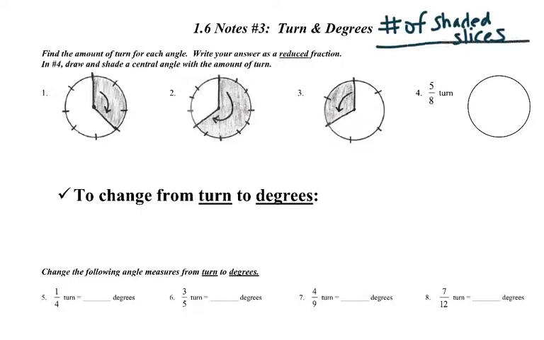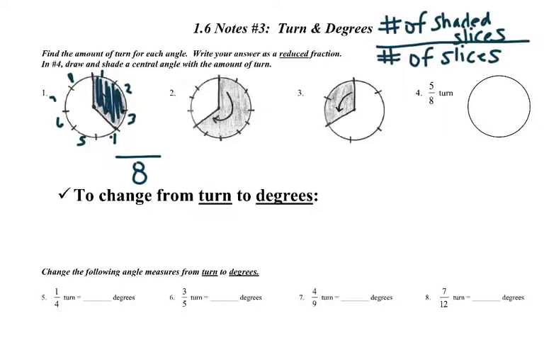And we're going to make a fraction, the number of shaded slices over the total number of slices in the pizza. So if I look at this pizza, do you agree that there are 1, 2, 3, 4, 5, 6, 7, 8 slices of pizza total? And shaded in was 1, 2, 3 pieces of pizza. So 3/8 of the circle is shaded.